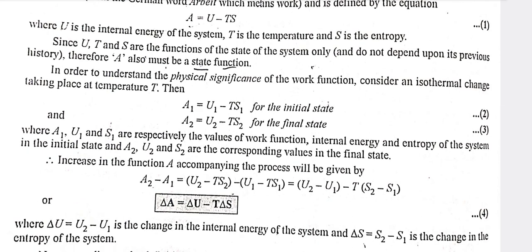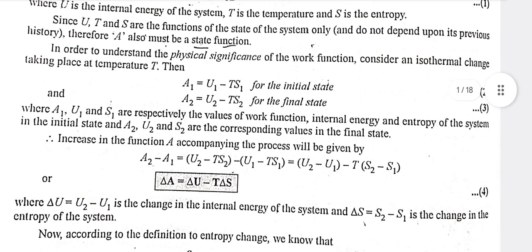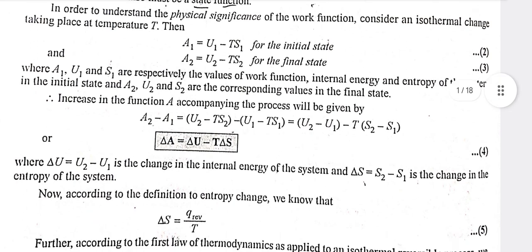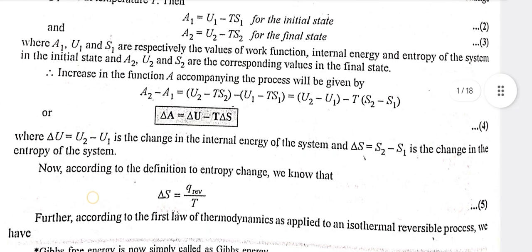In order to understand the physical significance of the work function, consider an isothermal change taking place at temperature T. Then A1 = U1 - TS1 for the initial state, and A2 = U2 - TS2 for the final state. Here A1, U1 and S1 are respectively the values of work function, internal energy and entropy of the system in the initial state; A2, U2 and S2 are the corresponding values in the final state.